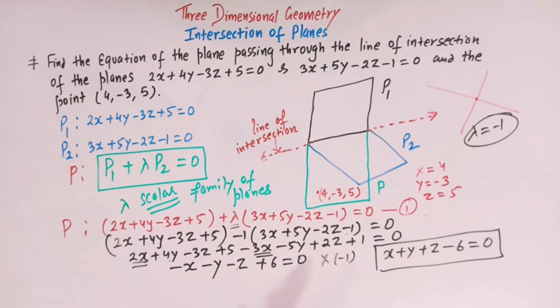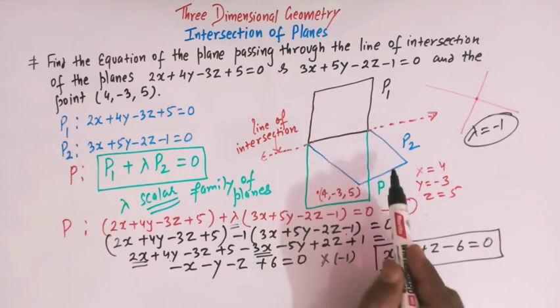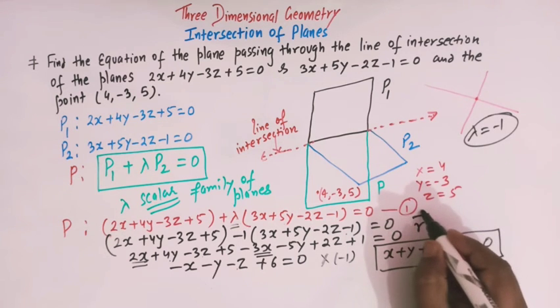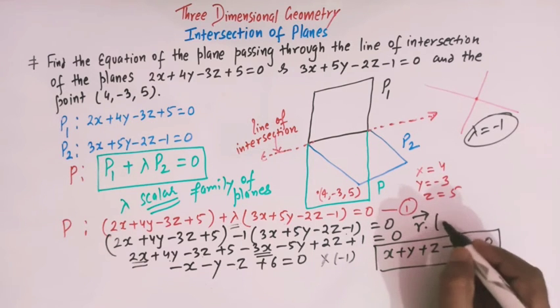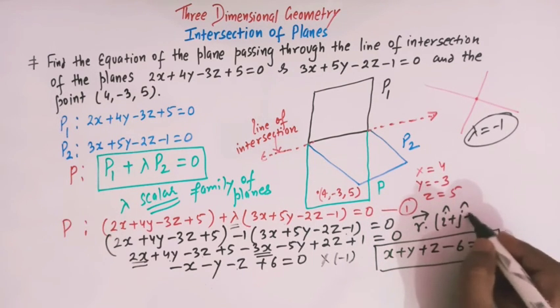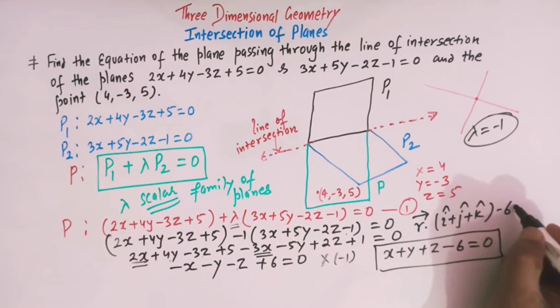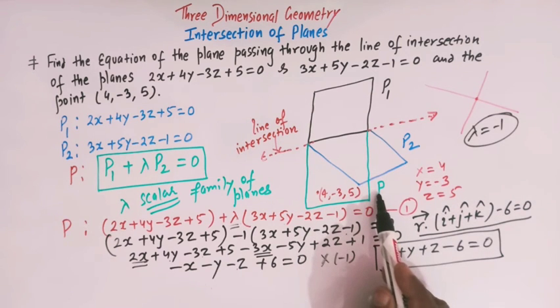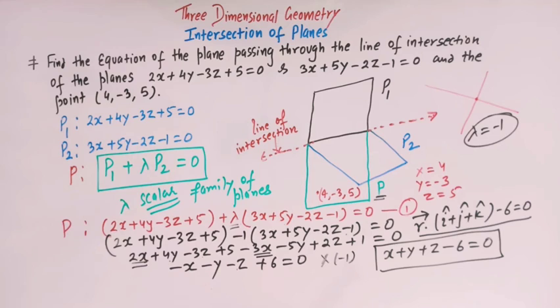So viewers, the Cartesian equation of this plane P, which passes through the intersection of this plane P1 and P2, is given by x plus y plus z minus 6 is equal to 0, right? So this is the Cartesian form, and if we wish to write it in vector form, then we can write it as vector r dot (i cap plus j cap plus k cap) minus 6 is equal to 0, right? So this is the vector form of the equation of this plane P.